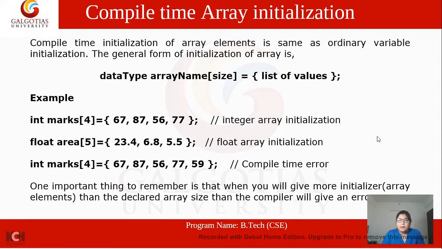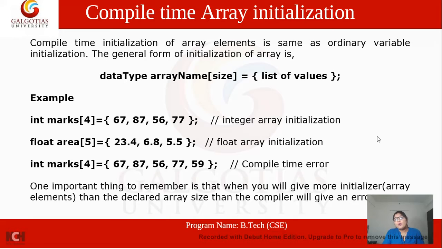First example. Second example, we can declare the size more, but we can initialize with a lesser number of elements, that is permissible. But the third scenario, that you initialize the array with a certain size, and if you try to store more values than the size, then the compiler will give you an error.